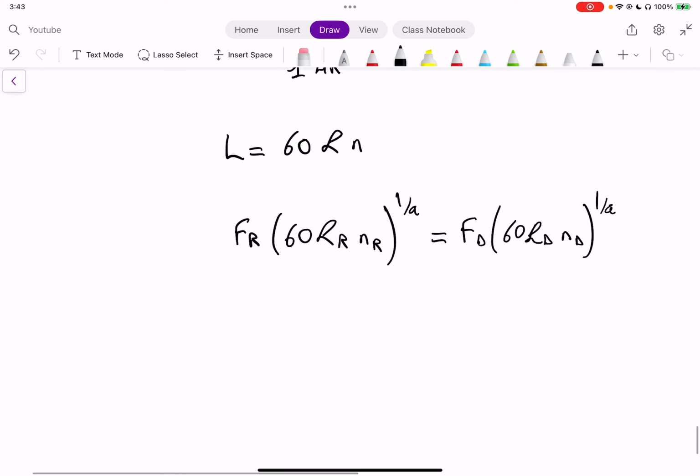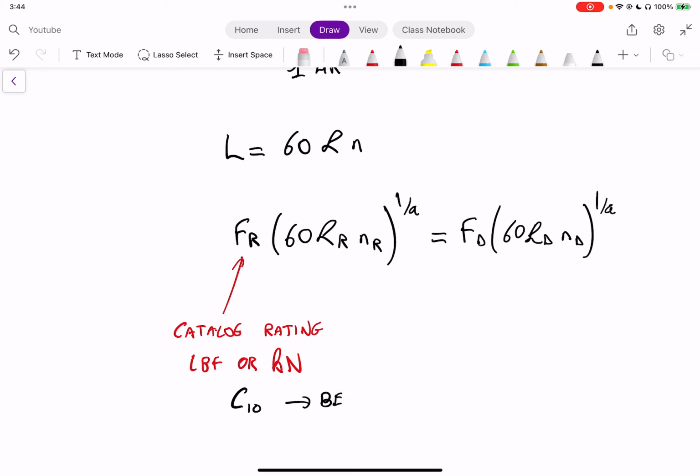And this F sub R can be found from a catalog, usually. And it's usually called the catalog rating. And this catalog rating is in pound force or kilonewtons. So it's the rating that we put in a catalog for a number of revolutions that is standard. And that number of revolutions is 10 to the 6 revolutions. Okay? And this would yield to us, so the catalog rating is sometimes also called C10.